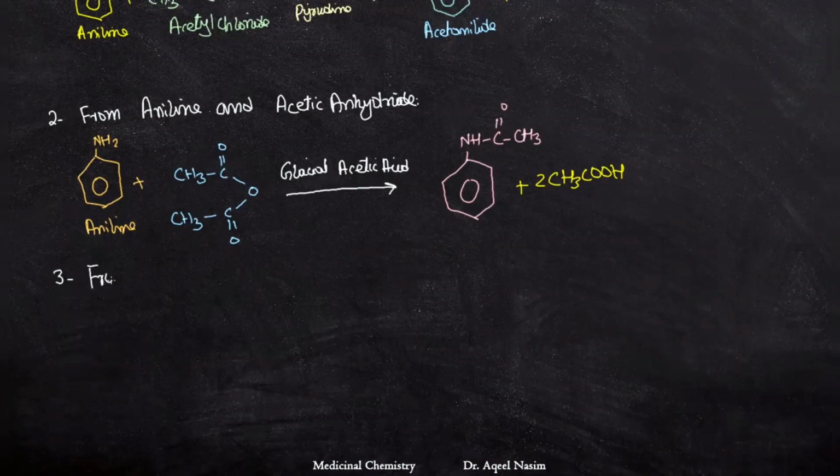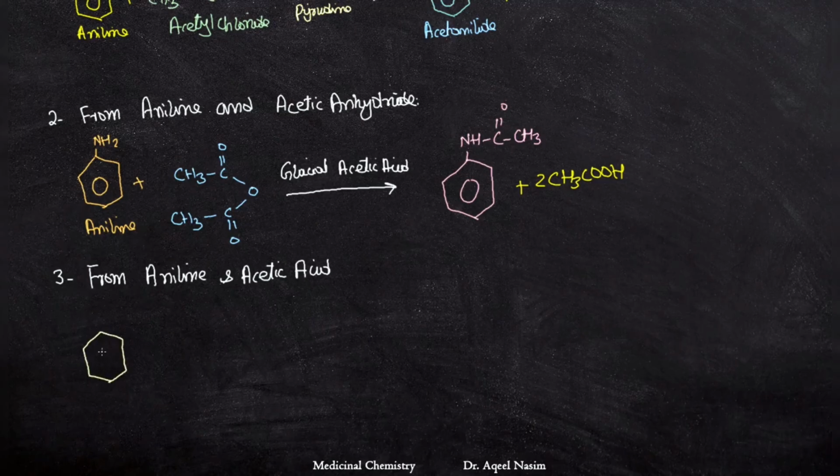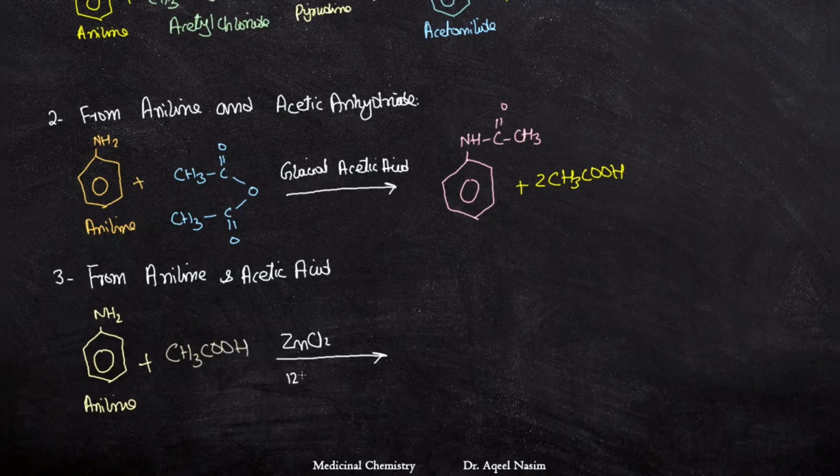Another pathway for the synthesis of acetanilide is from aniline and acetic acid. So again we write the structure of aniline. Along with this aniline, we are going to react it with acetic acid, and in this case ZnCl2 will be used as the catalyst at 120 to 125 degrees centigrade, and the compound that will be formed is known as acetanilide. I hope it makes sense.